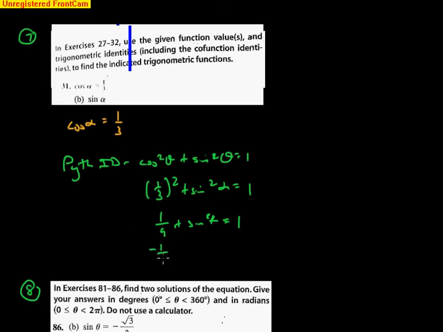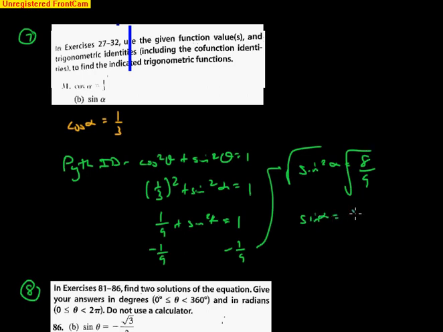We will subtract 1/9 from both sides. Sine squared alpha equals 1 minus 1/9 is 8/9. And then we'll take the square root. And this gives me sine of alpha equals the square root of 8 over the square root of 9.